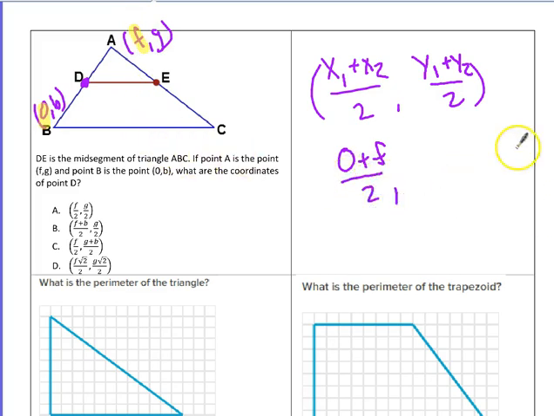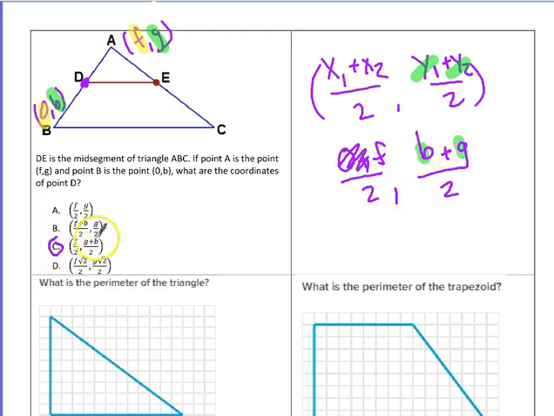Divided by 2, comma, and then I want to add up the y's. That's this plus this. So that's going to be b plus g, b plus g divided by 2. Okay, so 0 plus f is just f, so the coordinates are f divided by 2, comma, b plus g divided by 2. And that's answer choice C.